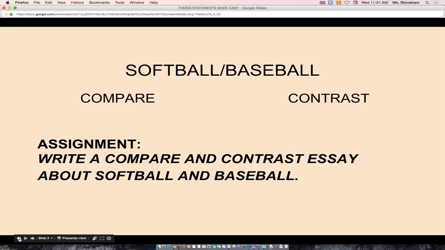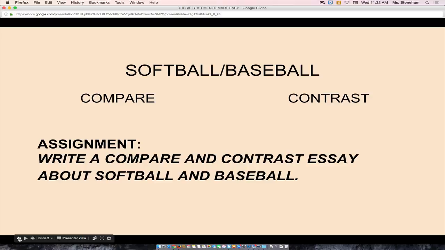So we talked about some ways that they're the same. What are some things that are different between those two sports? Bases are farther away. In baseball they are however many feet away, but in softball it depends on the level that you're playing. But for the most part, they are farther apart in baseball than they are in softball. So there are some differences that we could talk about.